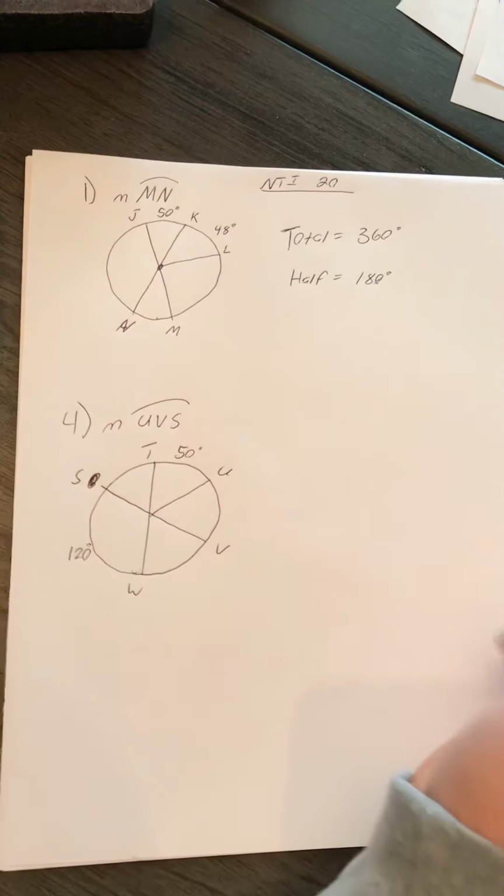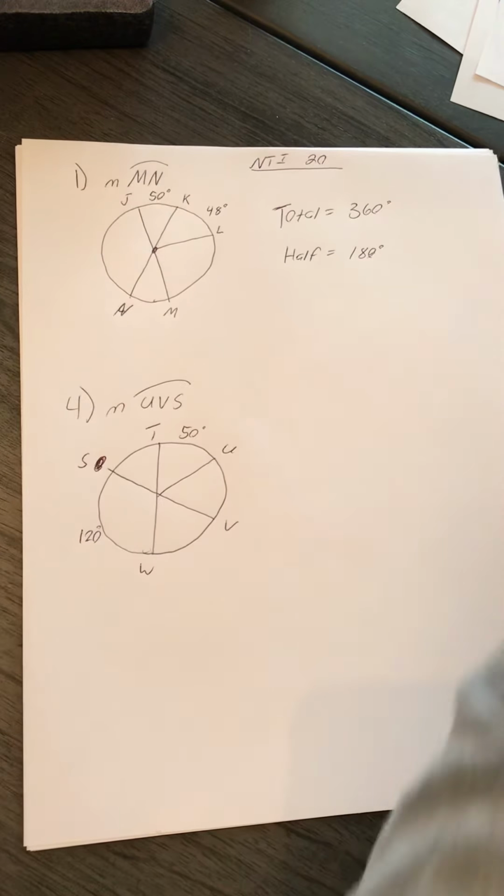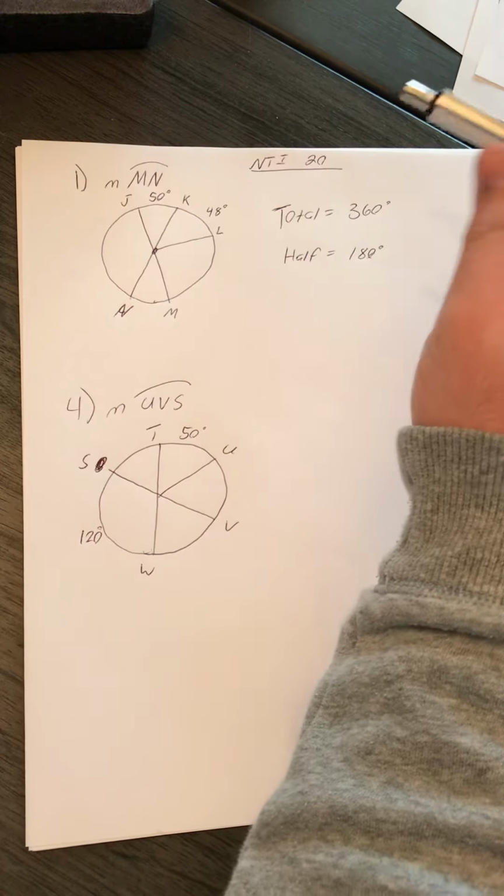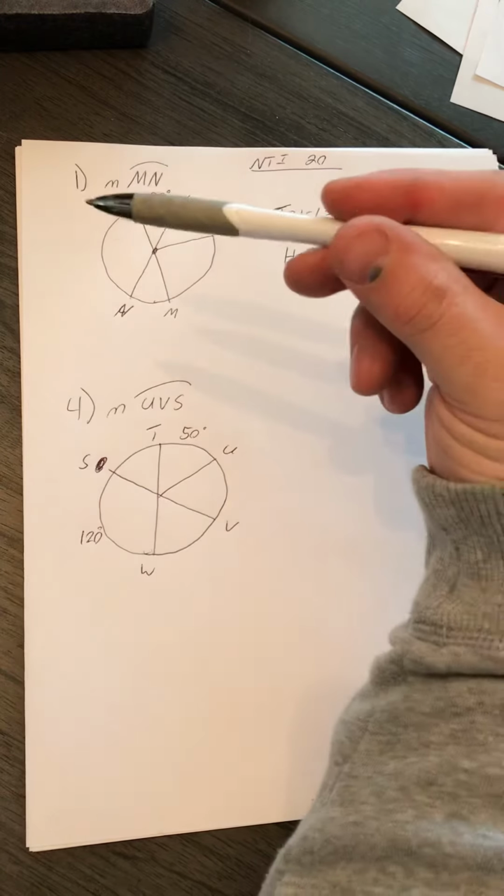Alright, this is NTI Day 20. This is some more new stuff. It's not too terrible though. It's talking about finding central angles and arc lengths. Okay, so there's a couple things that you got to know here.